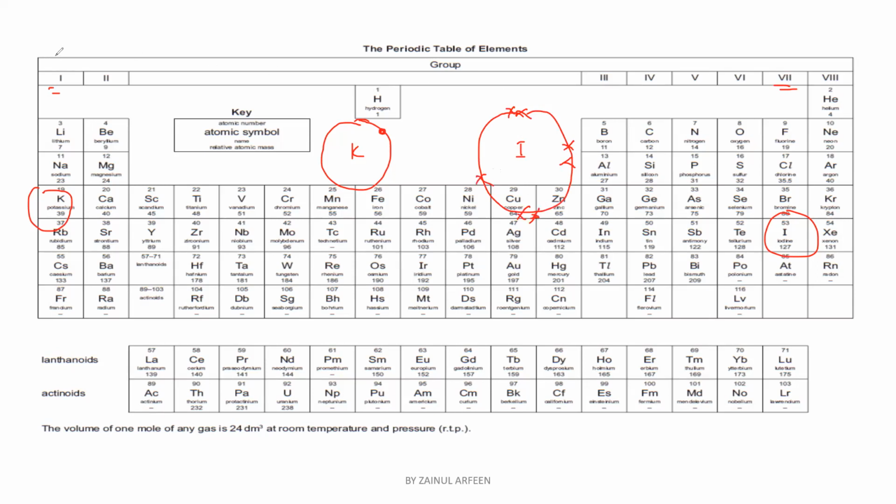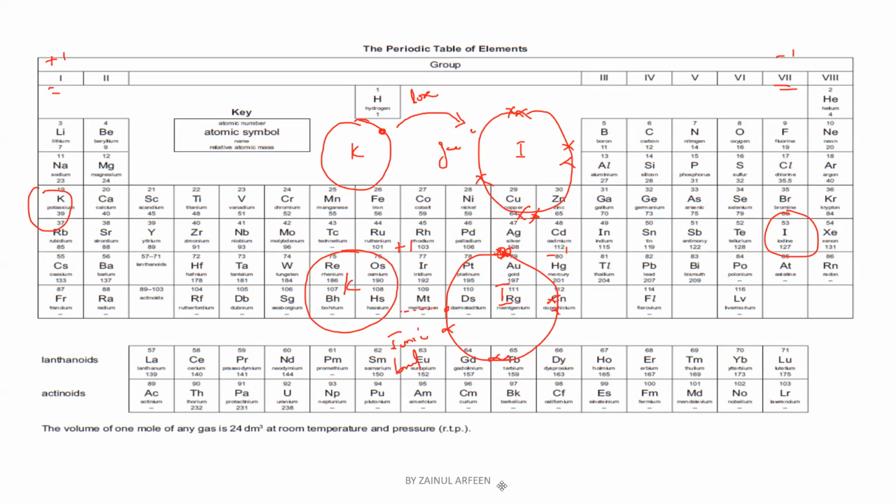Now what happened? Group 1 will have a charge of +1. How will it have a charge of +1? The potassium will lose an electron and iodine will gain that electron. So when potassium loses one electron, what will be the charge on potassium? It will form a positive ion. And when iodine gains one electron, the charge on the iodine will be -1. And the attraction between the ions is known as an ionic bond.